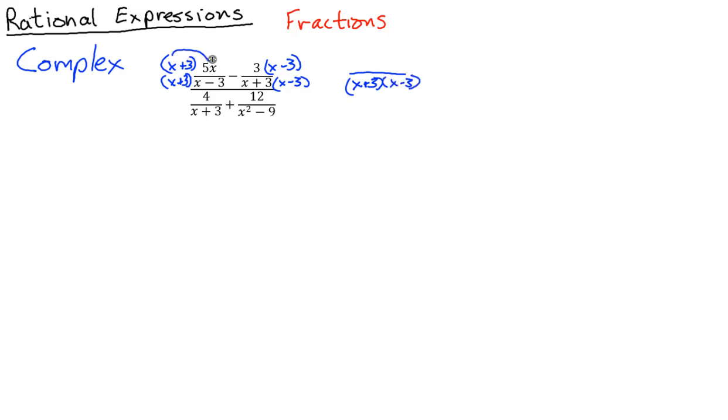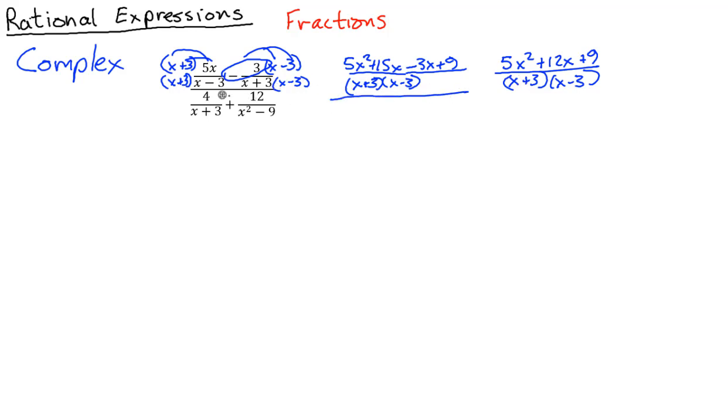We get 5x squared plus 15x minus, don't forget that minus 3 jumps in there, minus 3x plus a 9. So this equals on the top 5x squared plus 12x plus a 9. Alrighty then. And that's all over x plus 3, x minus 3. Good deal. Now let's look at what the bottom is.